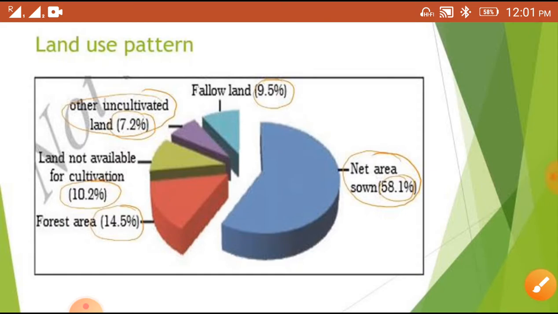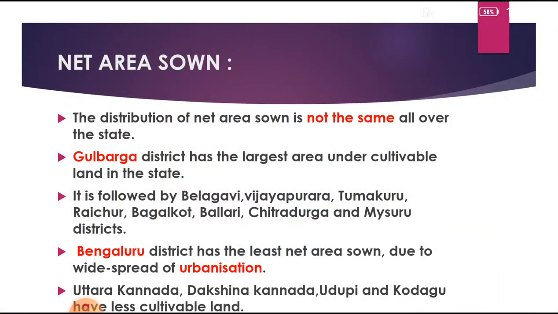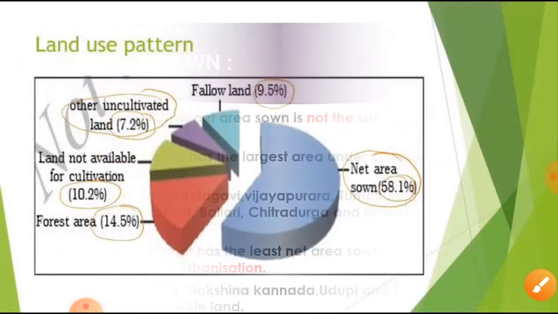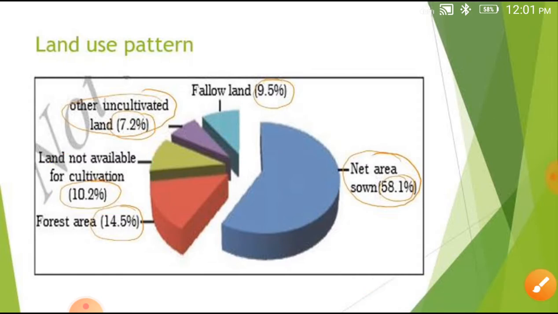After that, you can see another type of land utilization called land not available for cultivation. This kind of lands are only 10.2 percentage. So this is also necessary. Means these lands are not used for cultivation purpose, but for other non-agriculture purposes. Means for developmental purposes like construction of buildings, roadways, railways, etc. So this is the third one.